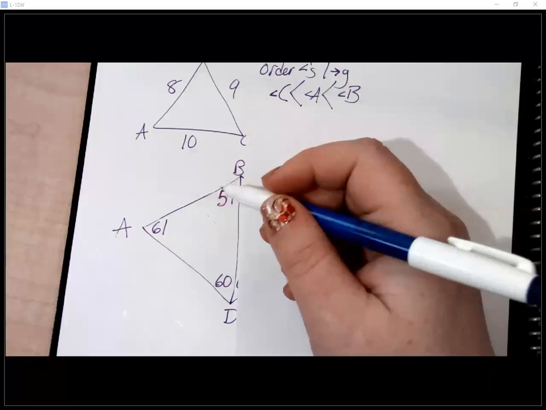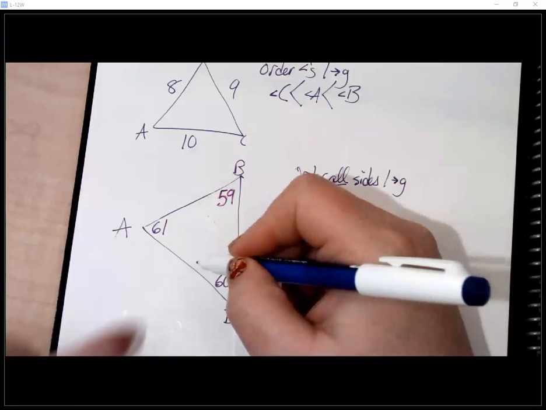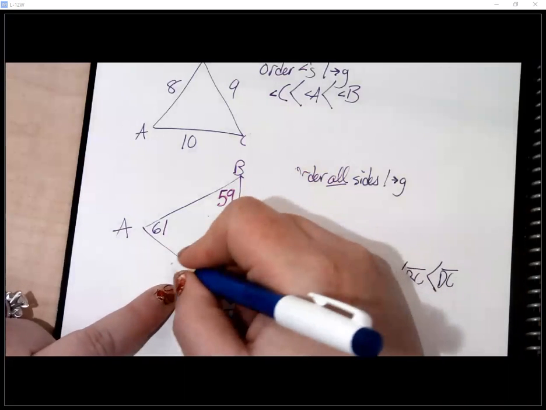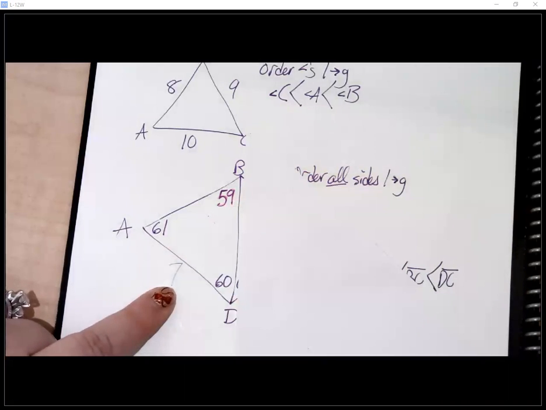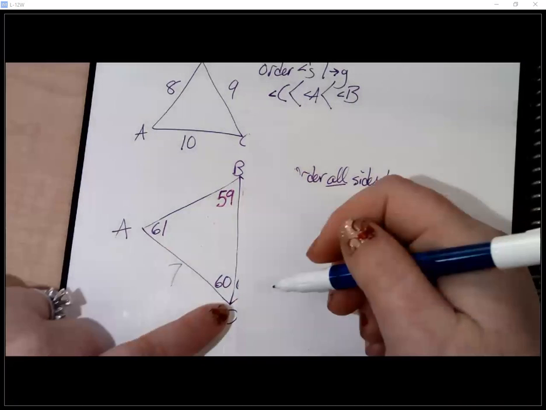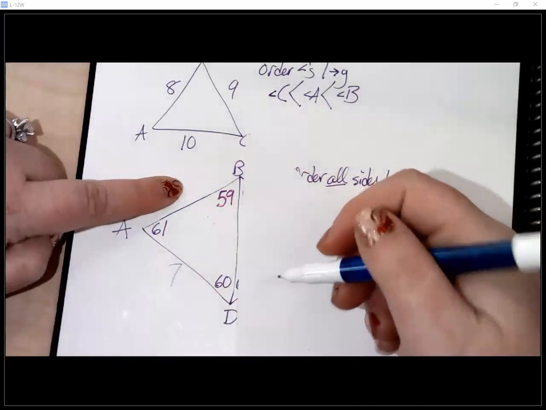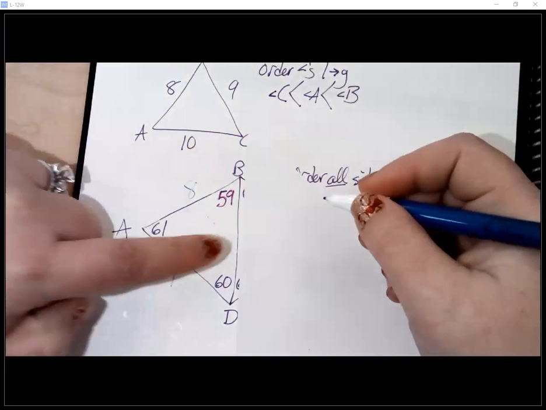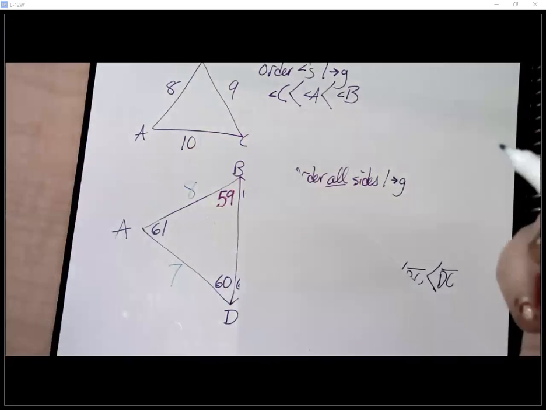So let's say the smallest side has to be AD. So let's just say that side is 7. Who cares? I'm just making up a number. 7, that means the one across from the 60 has to be bigger, so I'll call that one 8. The one across from the 61 has to be bigger still, so I'll call that one 9. Is that okay so far?